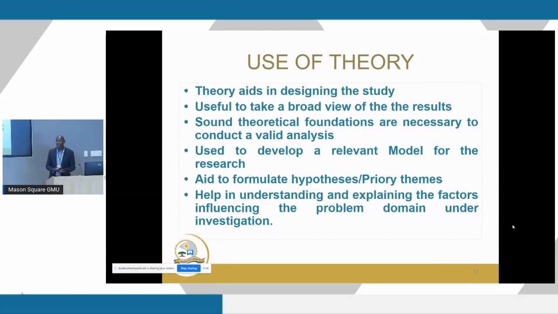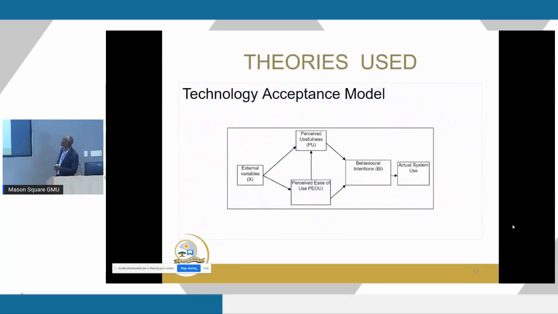And if we use a qualitative approach, it helps us with developing what we refer to as a priori themes. The reason we want to use theory is that we don't want to work in an epistemological vacuum. We need to be guided by the established theories or knowledge in that particular area. At the end of the day, it also helps us in understanding and explaining the factors which influence the problem domain under investigation. So whatever domain we work in, whether hospitals or schools or whatever the case may be, there must be a good theory that we use to ground our study in.